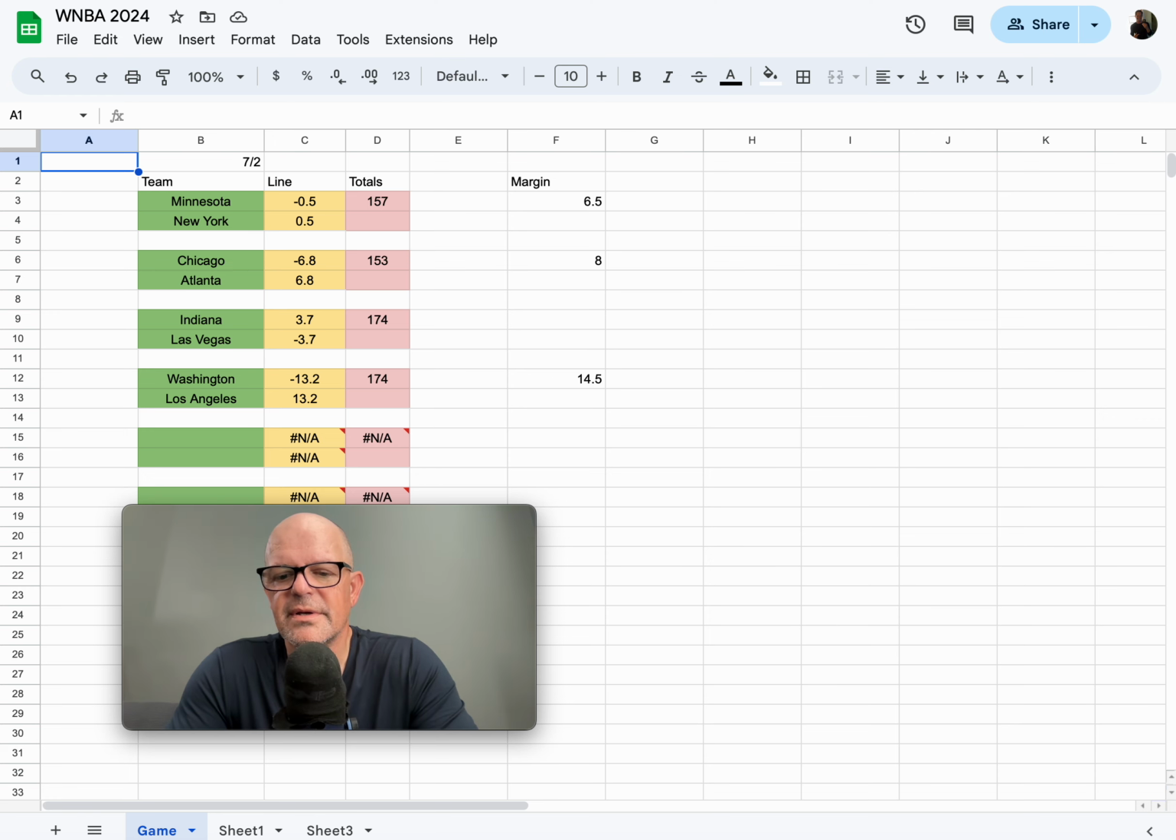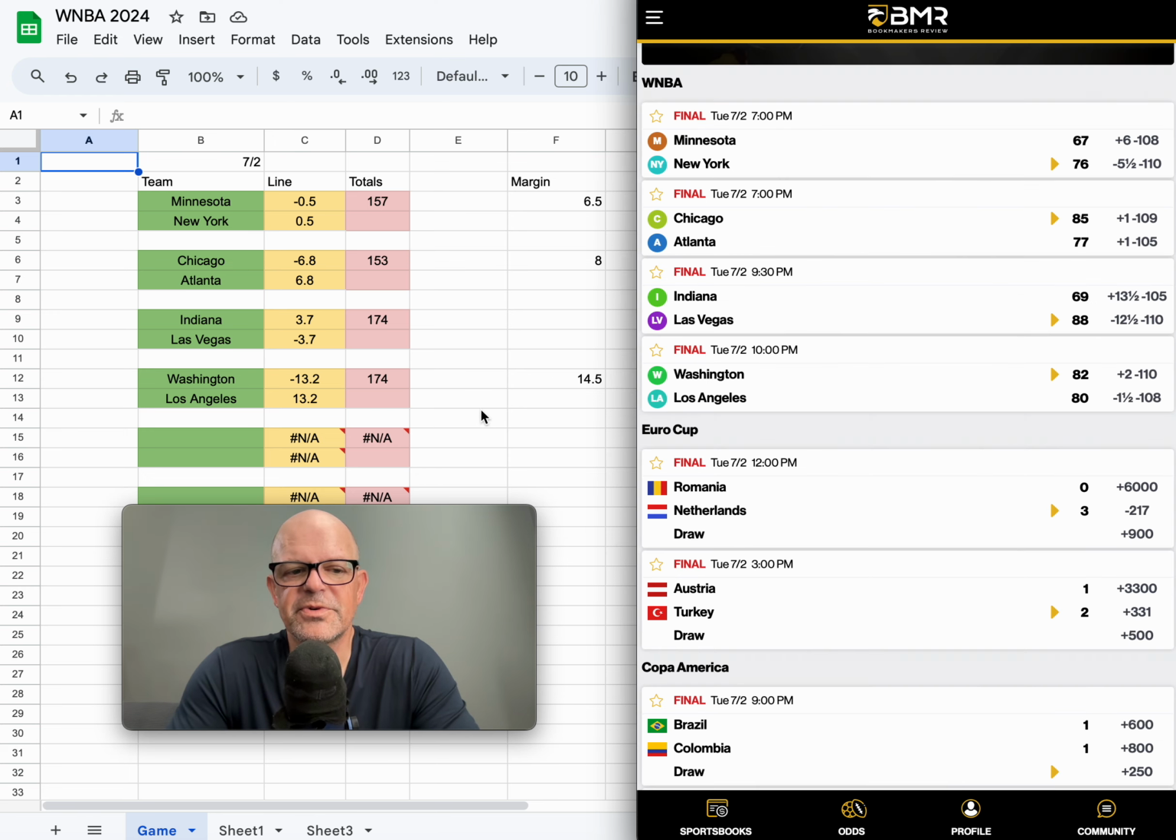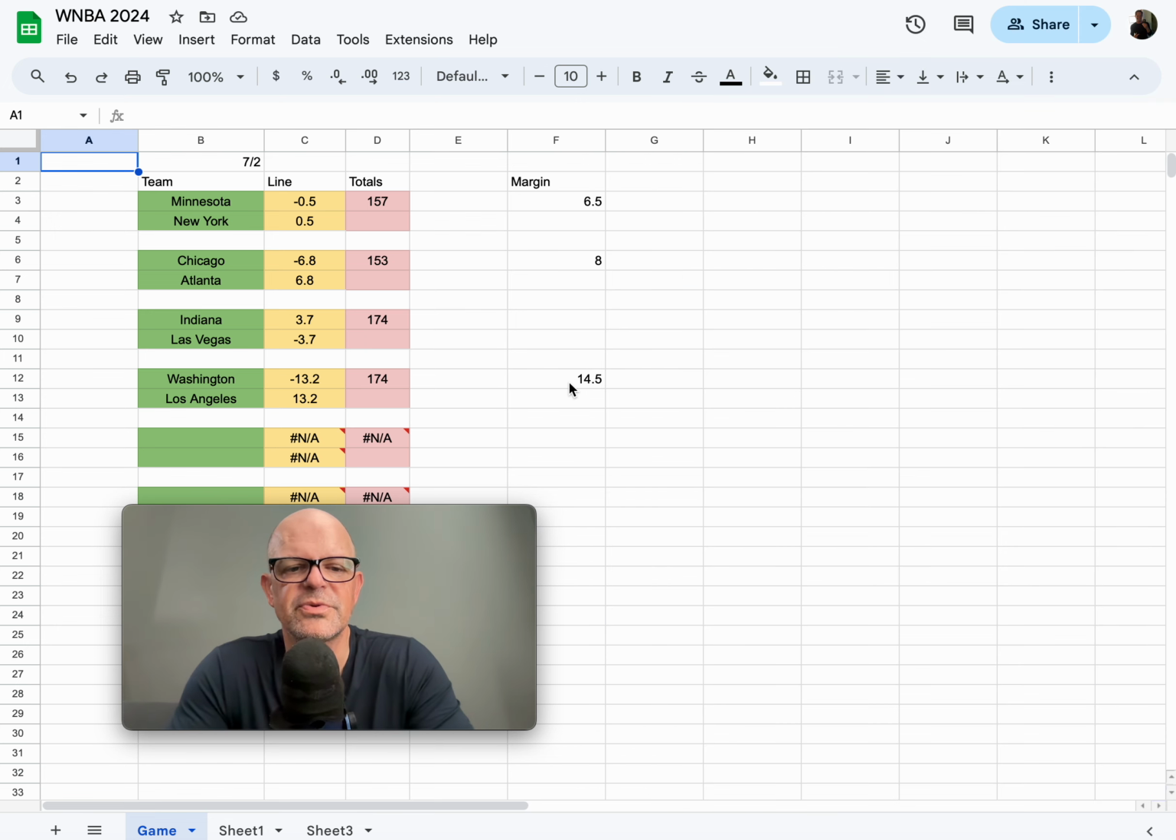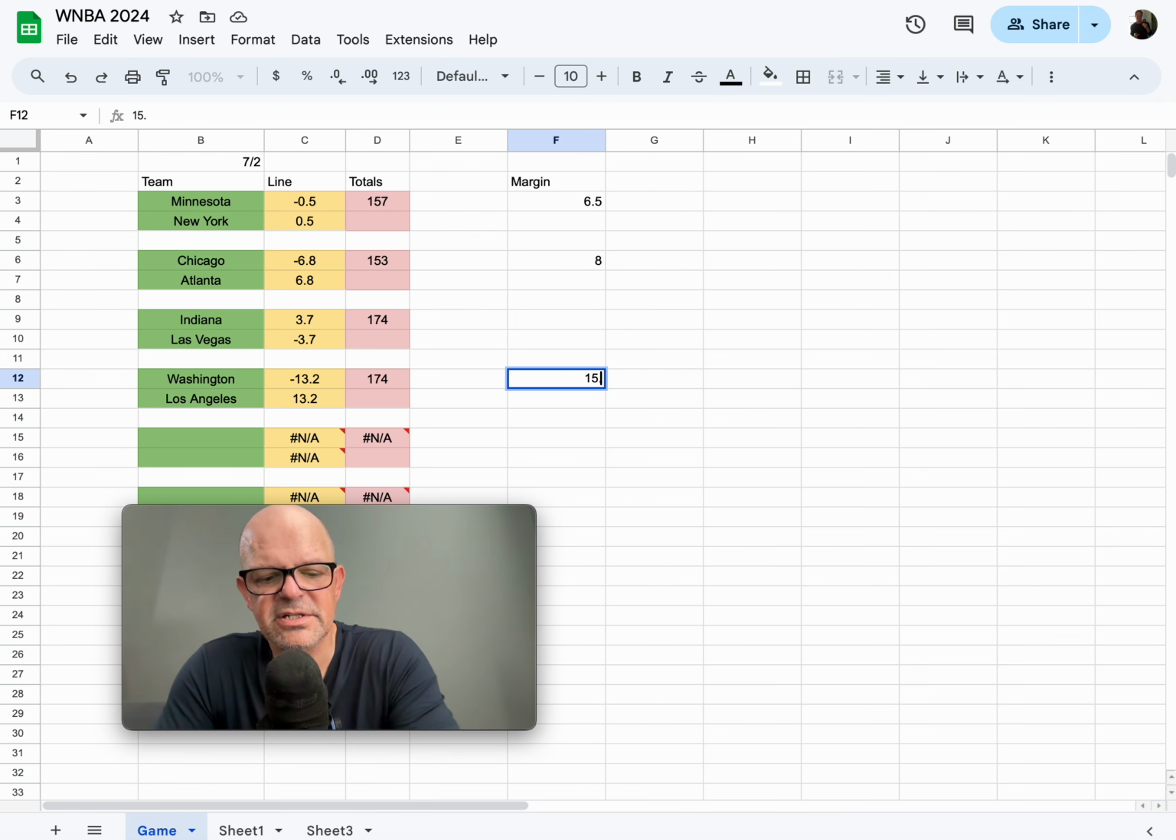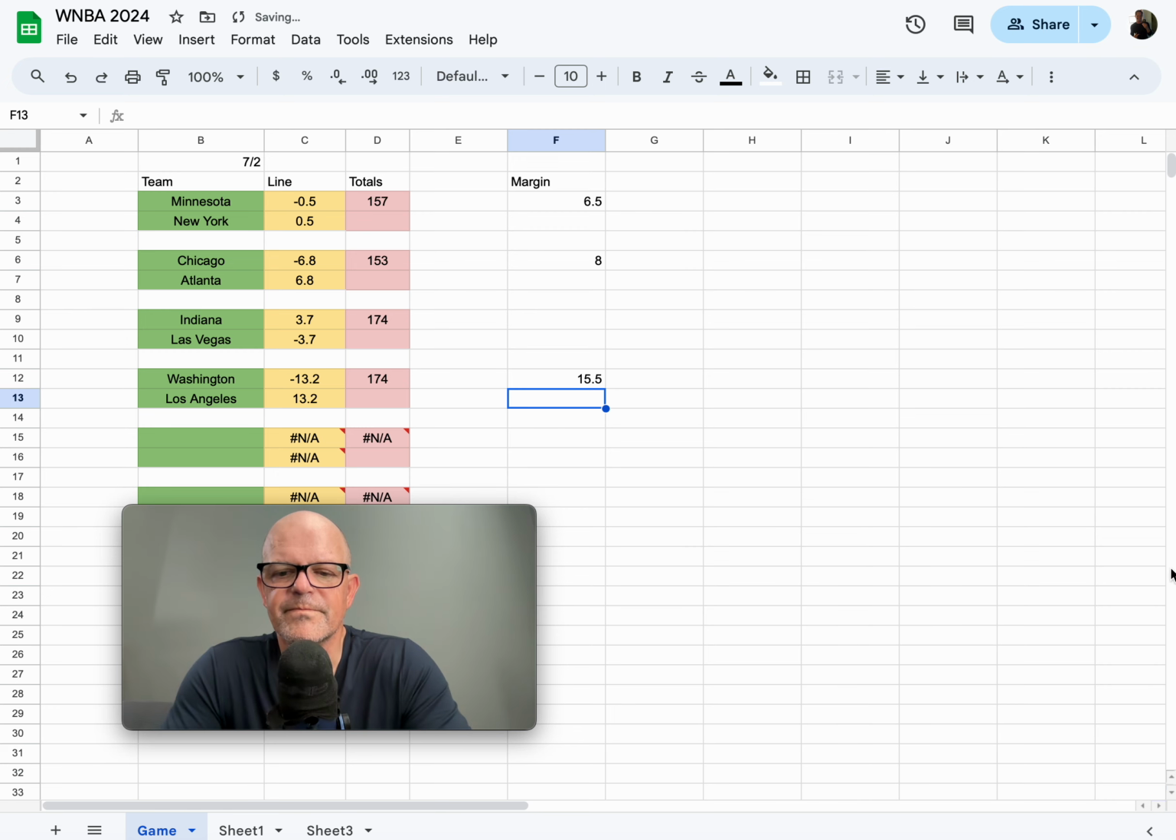So let's go over here to the last one, Washington -13. You look at the book's line, it was 2. So that gives us a total of, I actually got that written down wrong. I used a different line when I was calculating this. So let's just use this line here, 13 + 2. It's showing the best available line. So that's going to be 15.5.